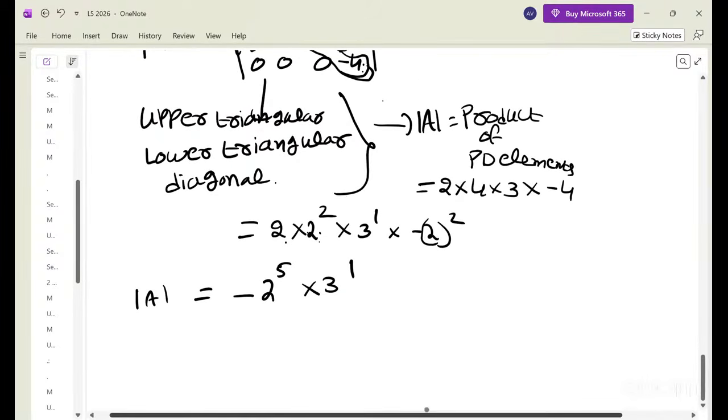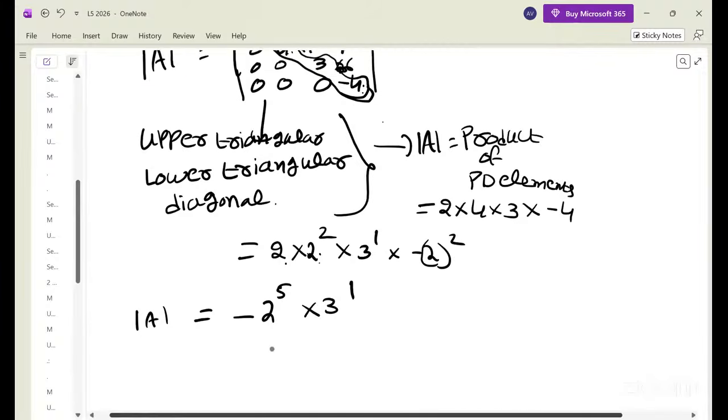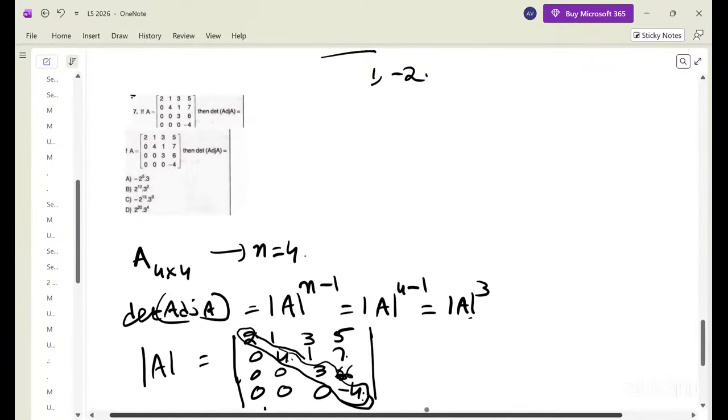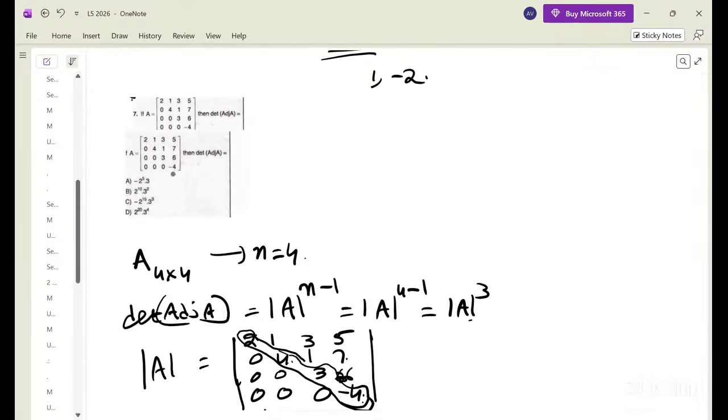Same answer does not mean correct answer. So the more tempting option is kept as the first one. Most of the students will feel very happy and they will answer this, which is not correct, because we are asked to find not det A, but determinant of adjoint A. So det A cube we have to do.